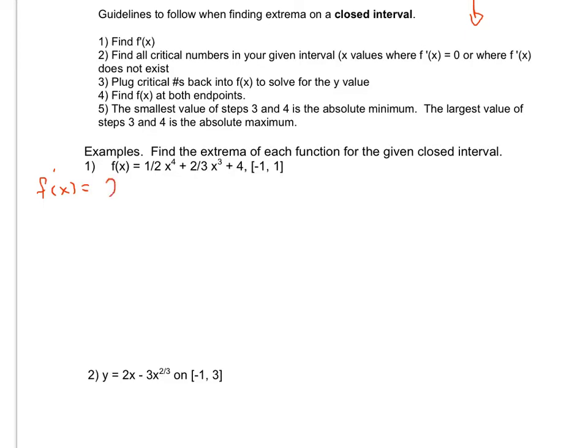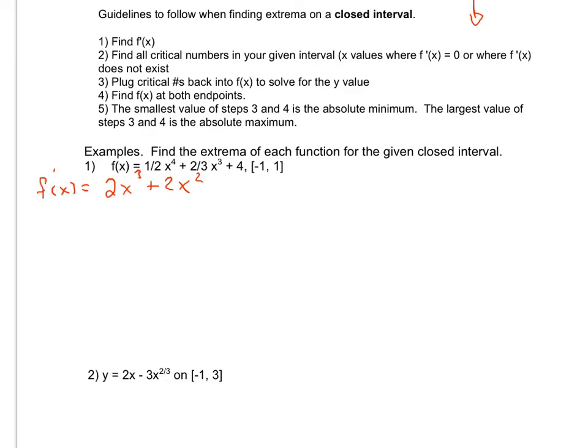So I'll bring the 4 down. 4 times 1/2 is 2x cubed. Bring down the 3 plus 3 times 2/3 is 2x squared. The constant 4 goes away. So here's my derivative. So now I need to find all critical numbers of my derivative.